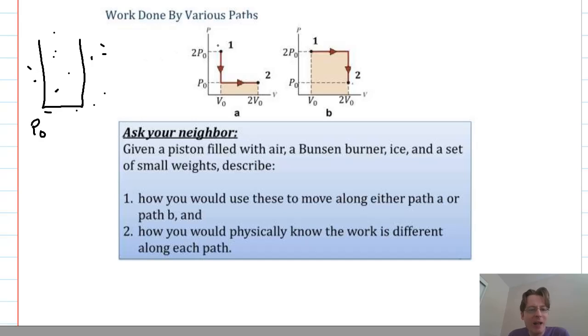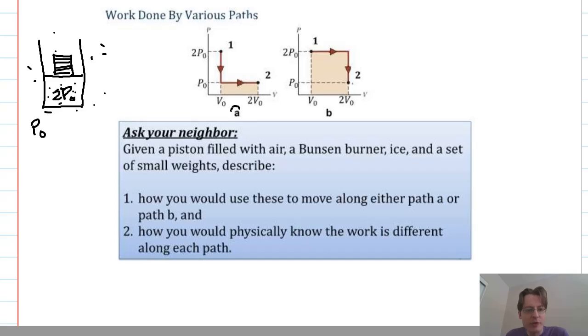But then I pile weights on it so I get into state 1, which is double atmospheric pressure. So I'd put a bunch of weights on top of the piston, like a stack of weights. Now the gas is compressed in there to 2P0. That's just our starting condition. High pressure gas in a small volume.